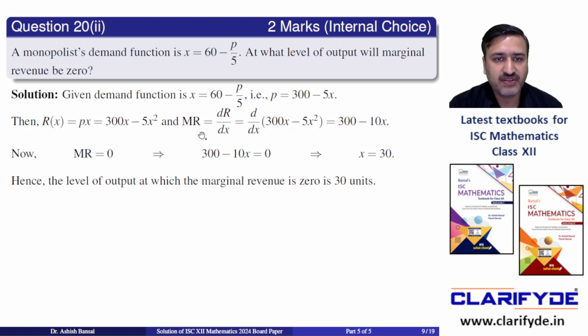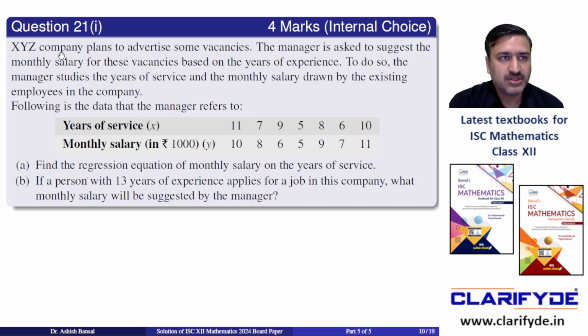And the marginal revenue is dR by dx, the derivative of R with respect to x, which is 300 minus 10x. Now marginal revenue equal to 0 implies x equal to 30. So this is the required level of output at which the marginal revenue is 0. Next question, question number 21. It's a 4-mark question. Again, it has an internal choice.